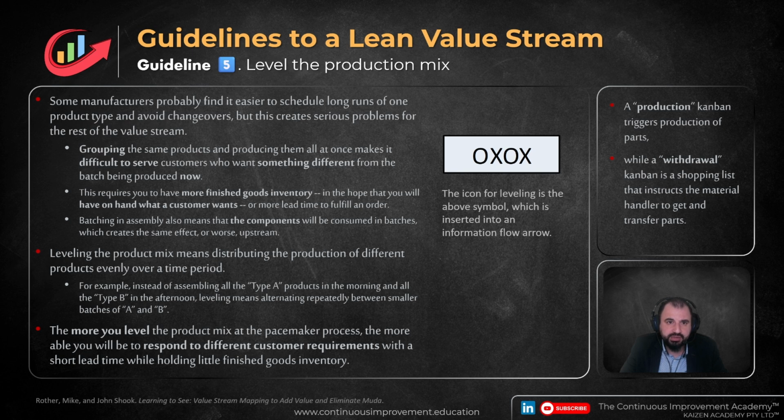And the solution is to level the production mix. It means basically distribute the production of different products evenly over time, alternating repeatedly between smaller batches. And by doing so, at the pacemaker process, you drastically improve your ability to respond to the diverse customer requirements, because you are able to change over or change the products that you produce in a very responsive way to your customer demands. And we usually use this OX icon as a symbol visually representing this leveling in the future state map.